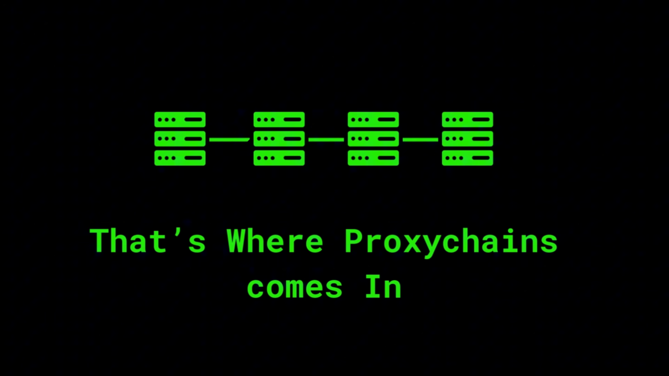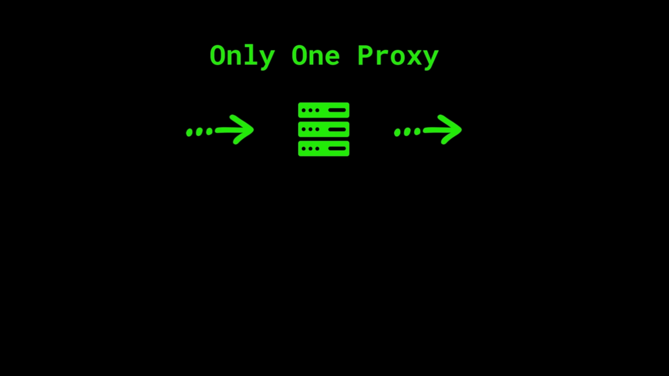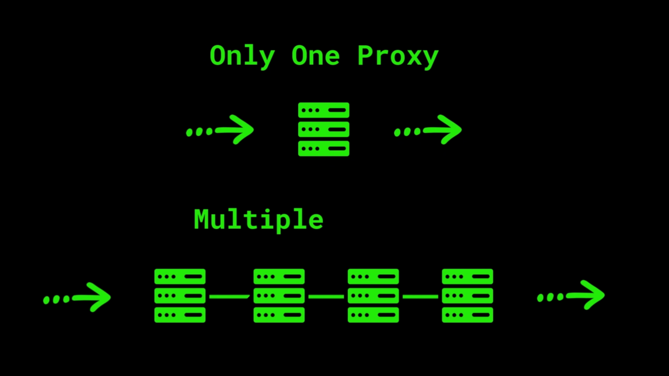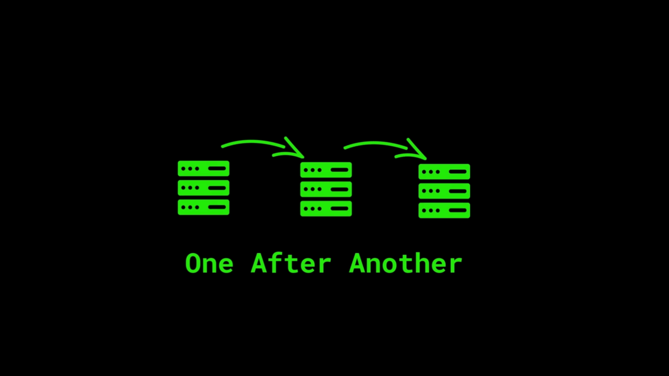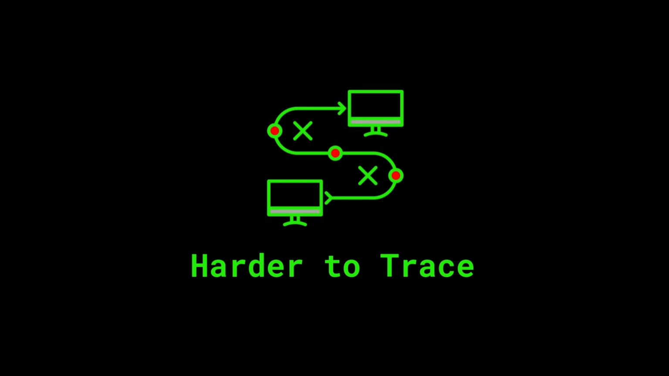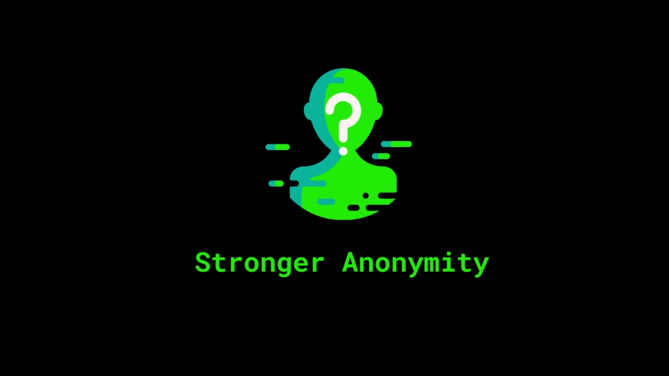That's where ProxyChains comes in. Instead of routing your internet traffic through only one proxy, ProxyChains allows you to route it through multiple proxies, one after another. This makes your path harder to trace and gives you much stronger anonymity.